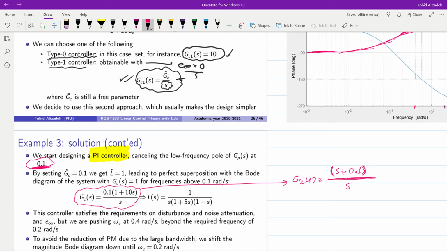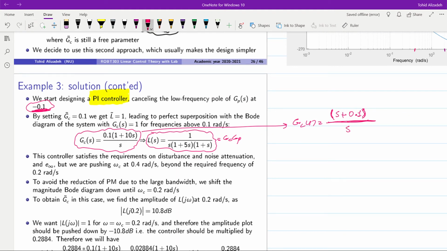And now our L of s, which is equal to GC times GP, will have this form. So the 0 at minus 0.1 will be cancelled by the pole of the system, of the plant, and we will get L of s equal to 1 over s times 1 plus 5s times 1 plus s.